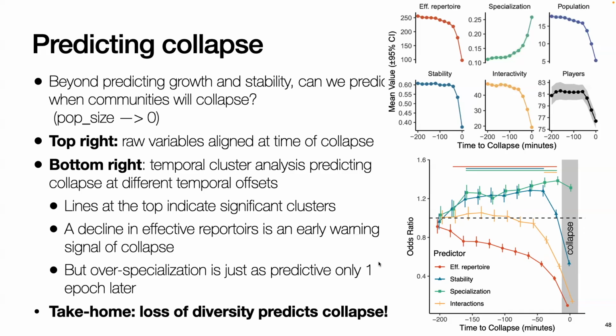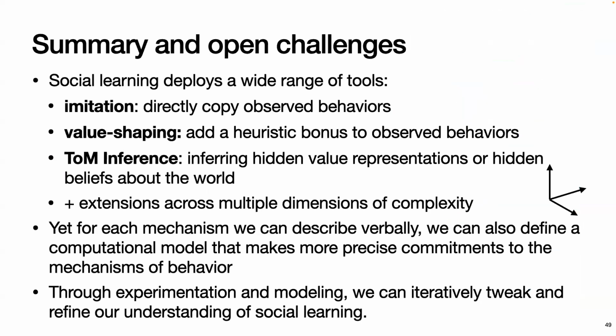And I think this is a really important lesson here, and it aligns with a lot of work by Peter Turchin and others who have tried to model what types of factors lead to large-scale societal crises as well. Okay, so I'm just going to wrap up here with a summary and open challenges.